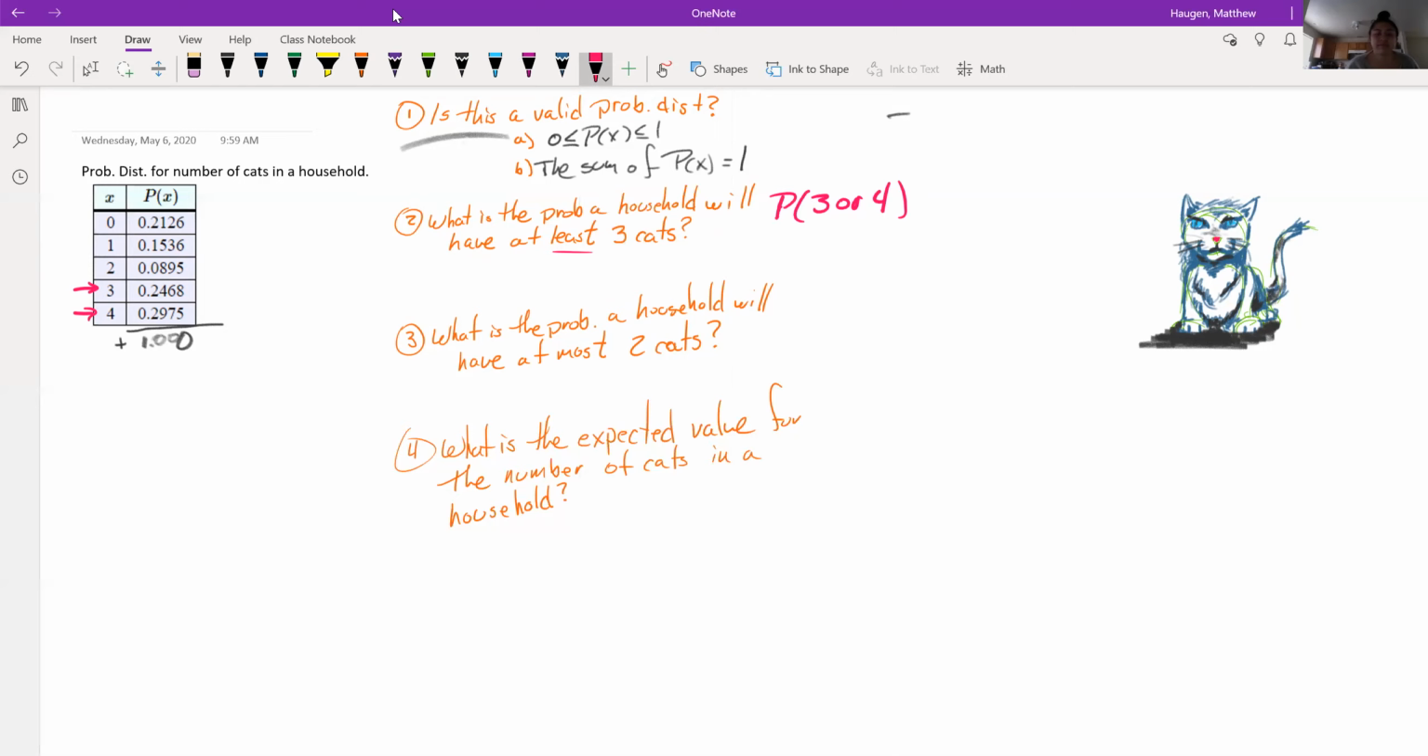Add them. Good. So it's the probability of our 3 plus the probability of our 4. So it's going to be 0.2468 plus 0.2975, which is going to give us about, what, 54%-ish. I'm rounding here.